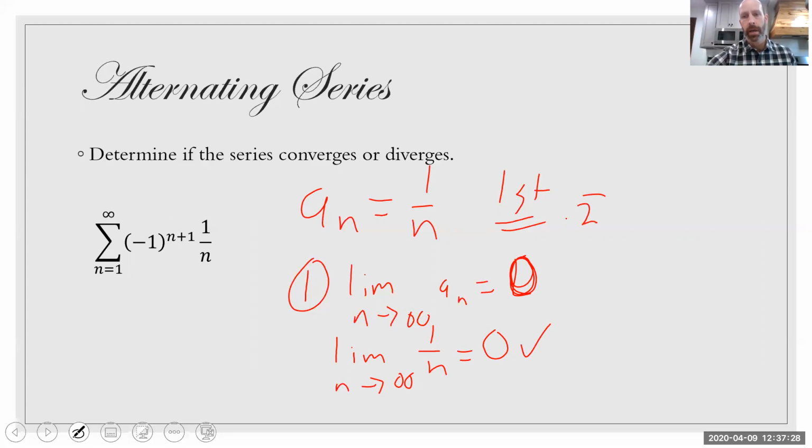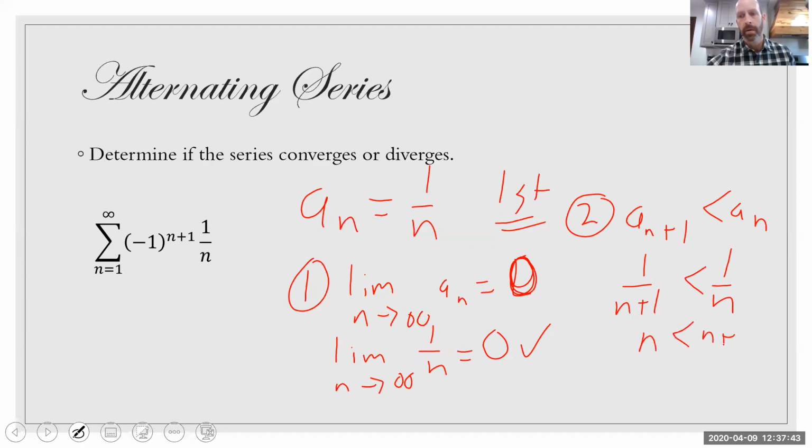The second criteria is we need to show that a sub n plus 1 is less than a sub n. Well, a sub n plus 1 would be 1 over n plus 1. We need to show that that's less than 1 over n. Well, we could cross multiply here. And then we could say that 0 is less than 1. Therefore, this guy meets both criteria and it converges. You probably already knew that from the beginning, since this was a simple alternating harmonic series, which is one that we've studied before.